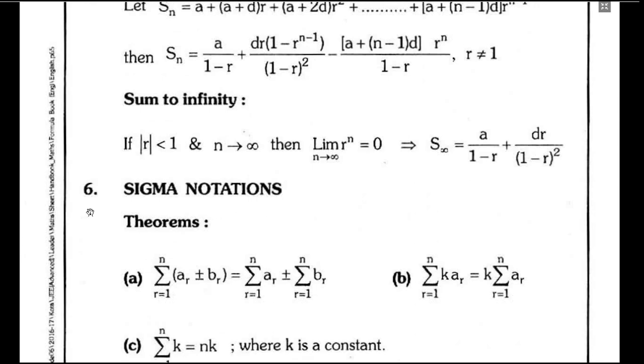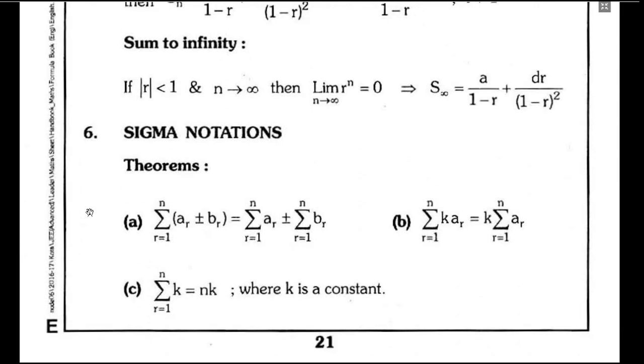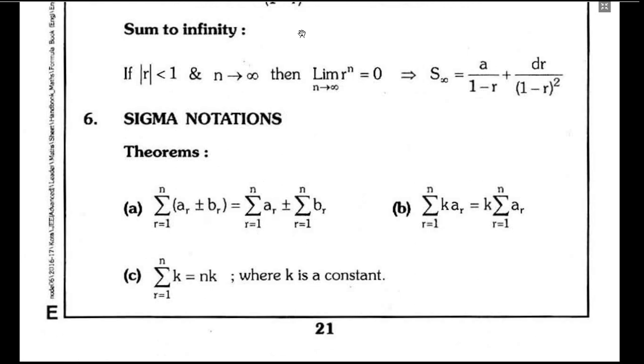Now we have sigma notations. Very important. Sometimes it is helpful when you make the series, you get the Tn terms from the given series. Theorems: summation of (ar plus minus br) from r equal to 1 to n will be equal to summation of ar from r equal to 1 to n plus minus summation of br from r equal to 1 to n. Now summation of k ar from r equal to 1 to n will be k summation of ar from r equal to 1 to n. Summation of k from r equal to 1 to n is nk, where k is a constant.